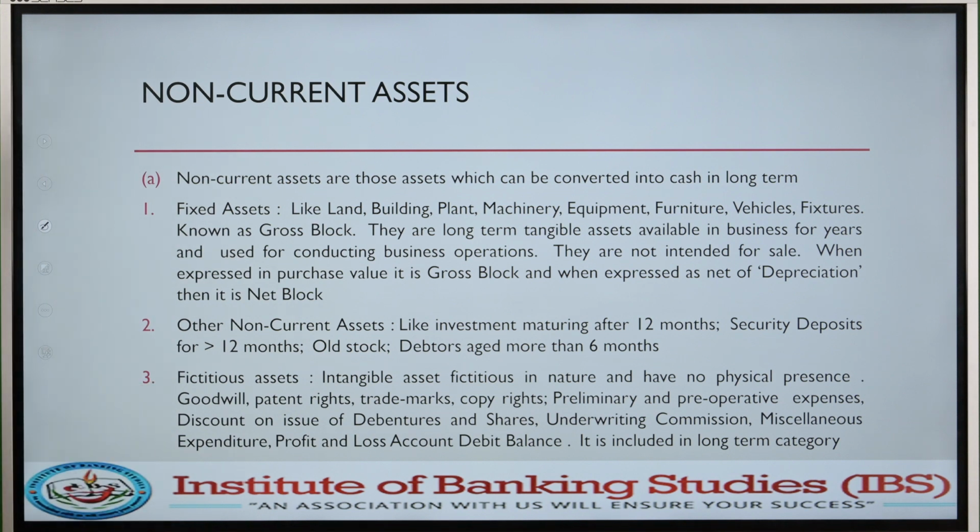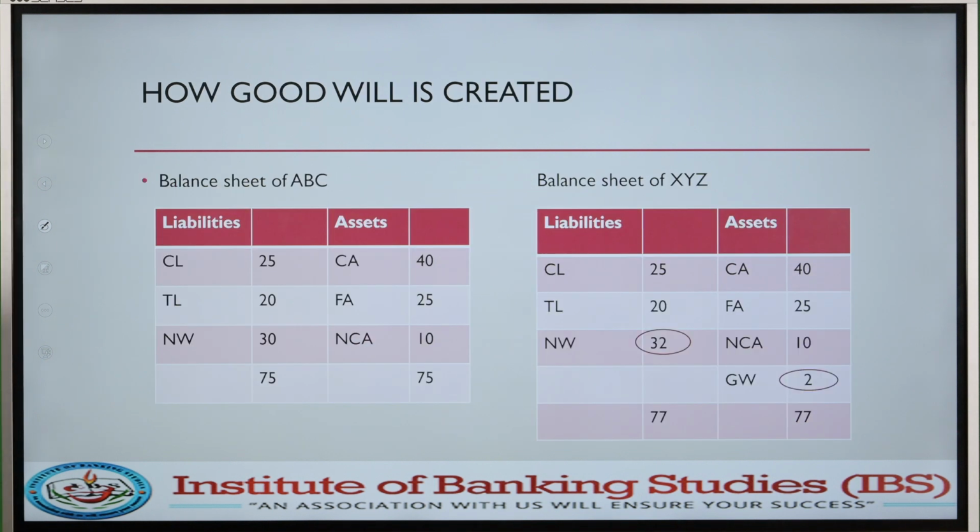Then comes fictitious assets, intangible assets. They are fictitious or intangible in nature and have no physical presence. The best example is goodwill or patent rights. You can also include patent rights, trademarks, copyrights, preliminary and pre-operative expenses, discount on issue of debentures and shares, underwriting commission, miscellaneous expenditure, profit and loss account debit balance. All those things are included in the fictitious assets.